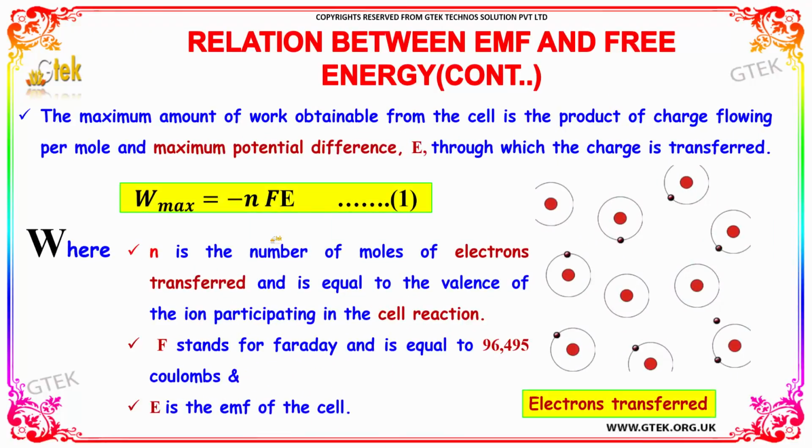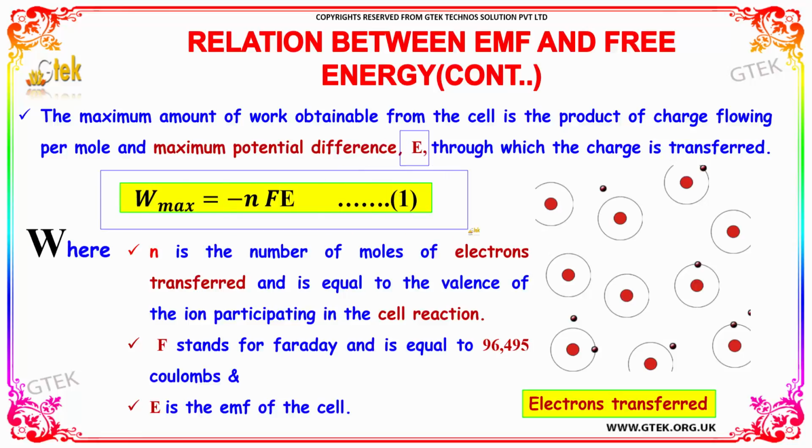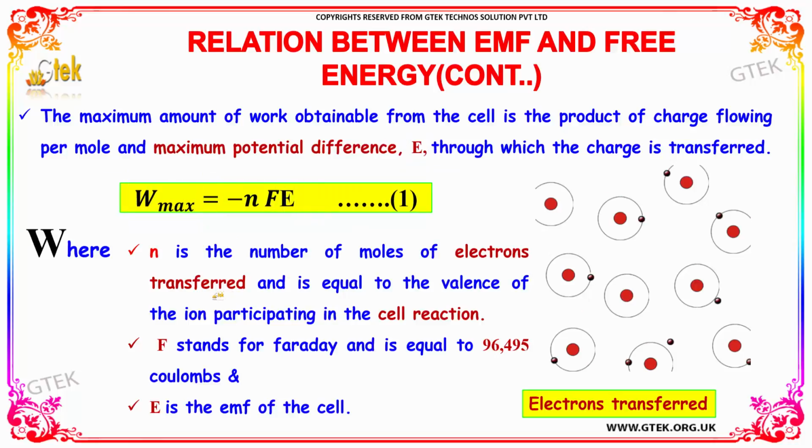The maximum amount of work obtainable from the cell is the product of charge flowing per mole and maximum potential difference, that is E, through which the charge is transferred, which can be represented as equation number 1, that is W max is equal to minus nFE.